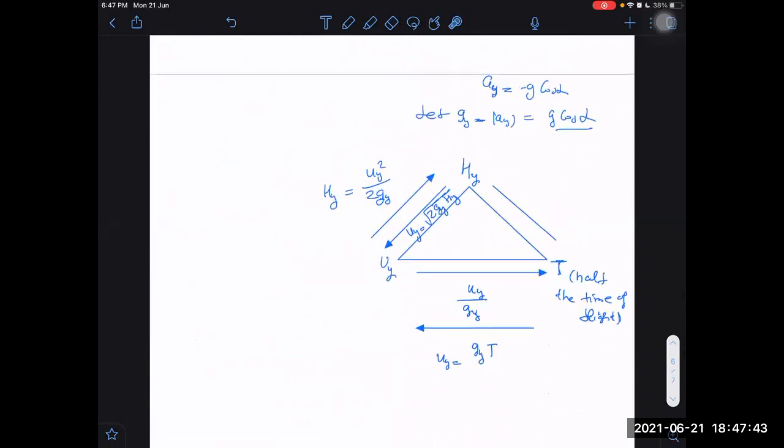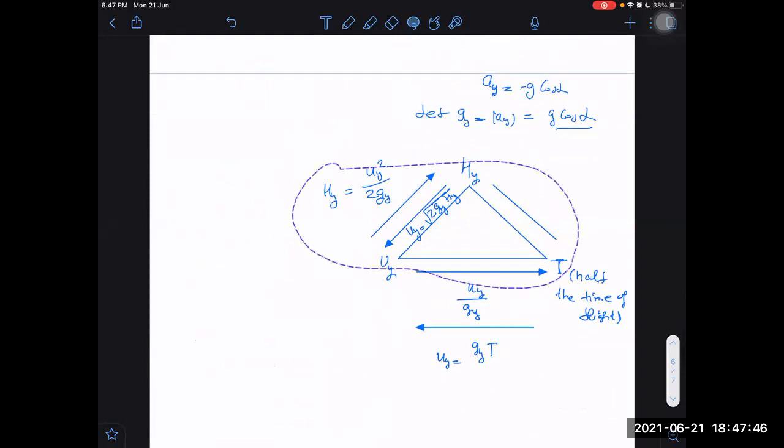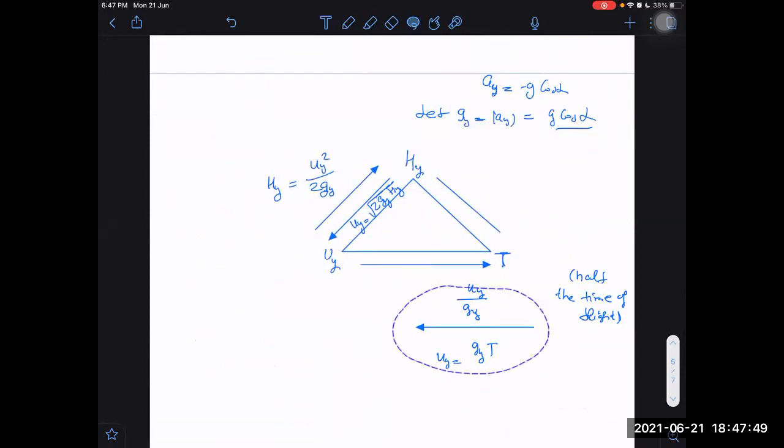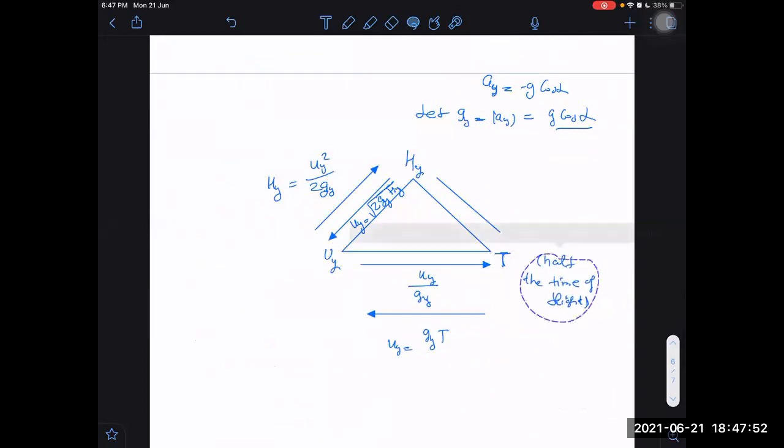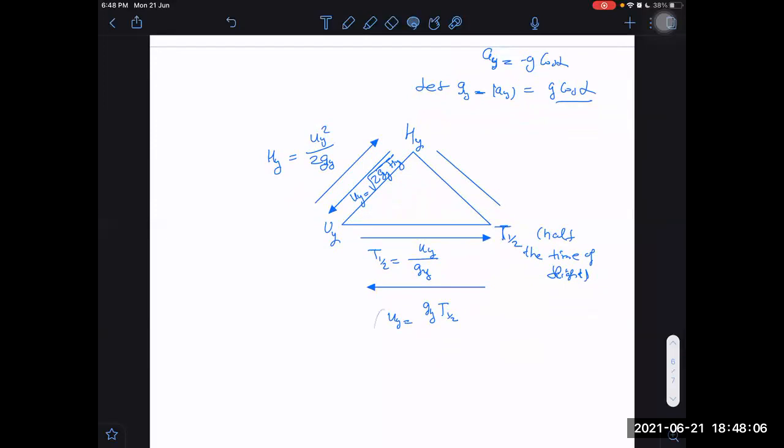Give me some suitable name for it. Use your brain. What should I call it? I want to treat it as half the time of flight. Can I call it T 1 by 2? Yes, sir. Okay, T 1 by 2. So half the time will be equal to uy by gy, and uy will be equal to gy into t half. And as we do always, hy will be equal to half of g into t 1 by 2 square, and t 1 by 2 will be equal to root 2 hy by g.